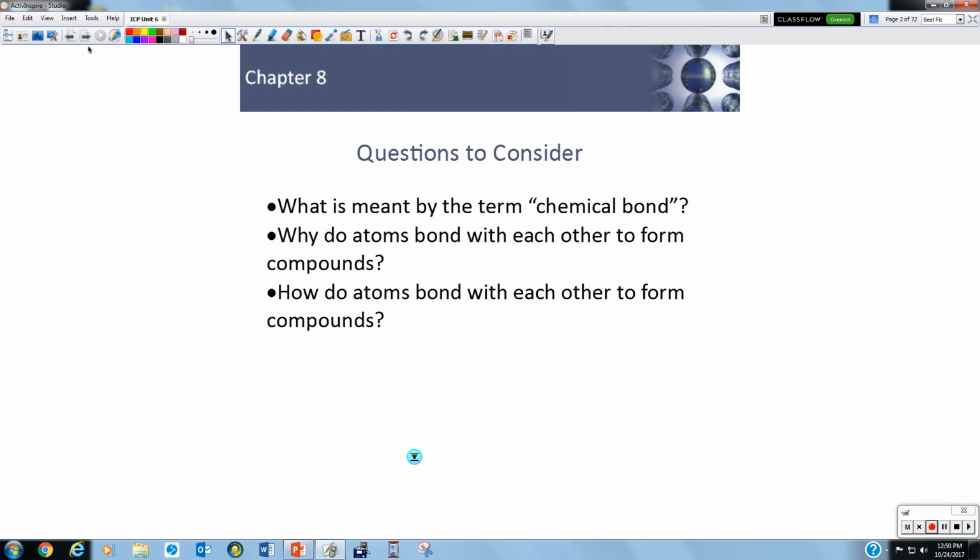So starting off this chapter, I gave us a couple of questions. Really all three of these questions kind of go together. What is meant by the term chemical bond? Why do atoms bond with each other to form compounds? And how do atoms bond with each other to form compounds? So let's just look at the phrase chemical bond. When we say something is a chemical bond, what's actually trying to happen here?